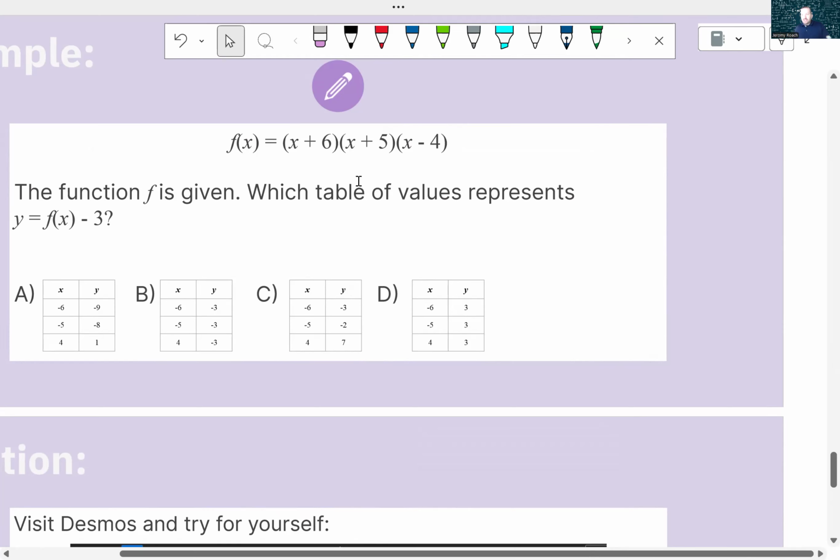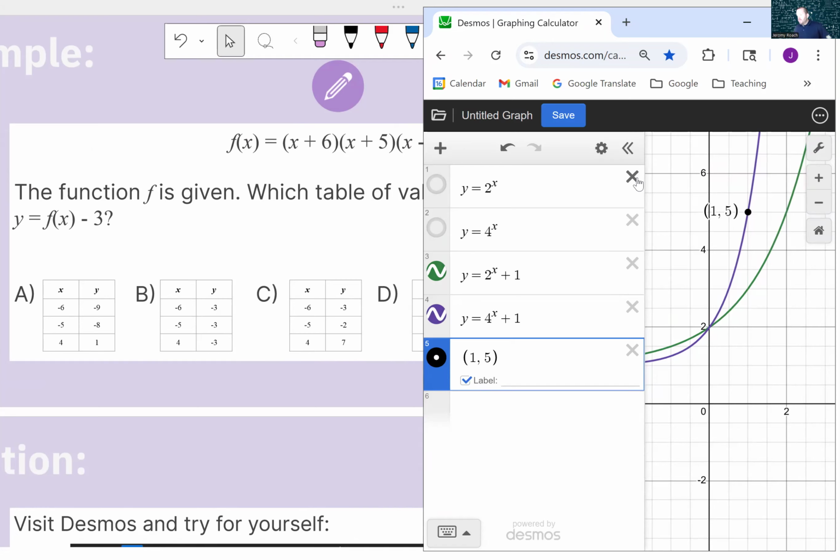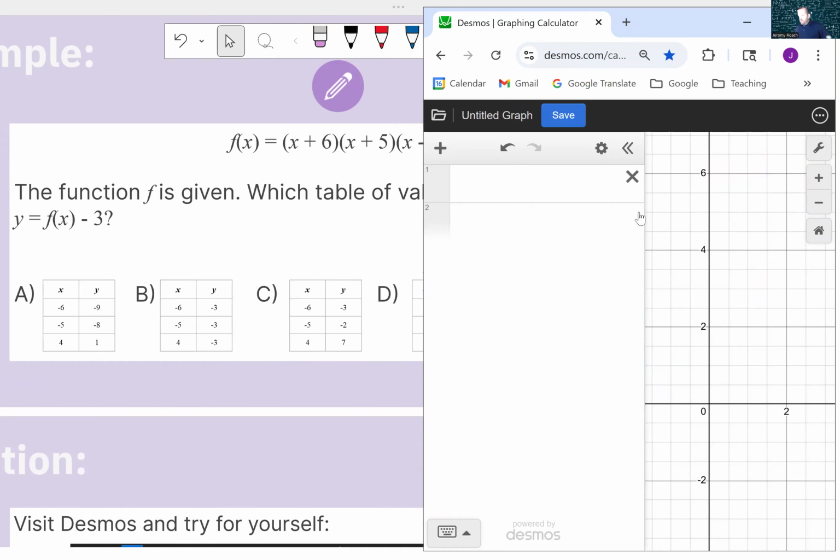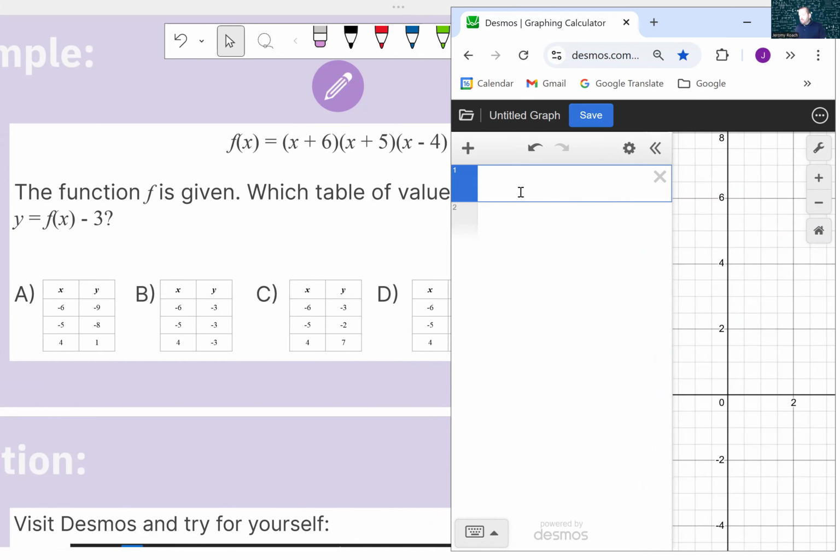But this question is not really asking us that. All it says is which table shows us this here minus 3. So let's make a table for this, and we'll figure out what that is when we subtract 3 from it. So I'm going to close all this. When you make a table, actually, let's type the equation in first. So f of x is like the same thing as y. It's just another way to write it.